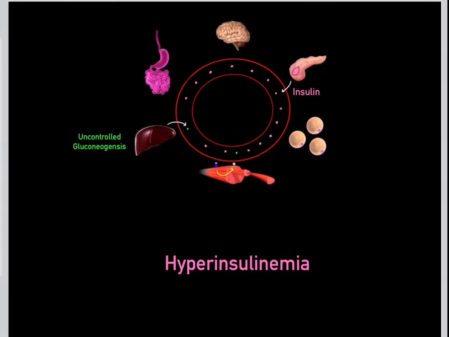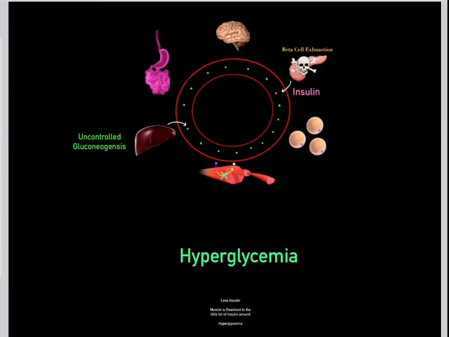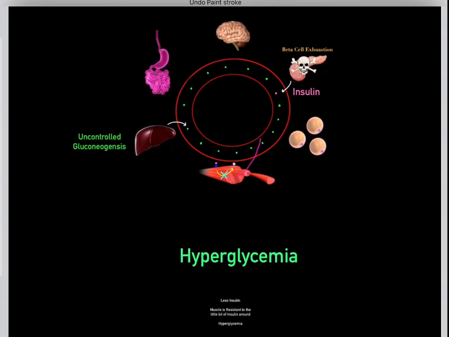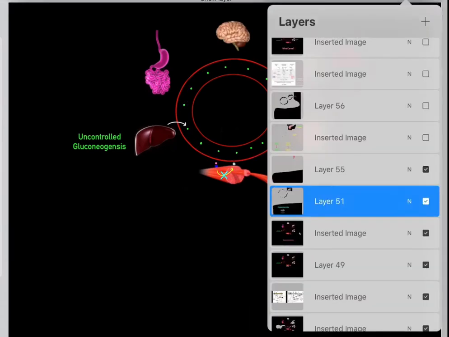However, if these beta cells in the pancreas are constantly releasing insulin, that's going to eventually lead to beta cell exhaustion and death of these beta cells. So then we're going to see a significant drop in the insulin levels. So if we have low levels of insulin and the skeletal muscle is resistant to the little bit of insulin we do have around, that's going to lead to hyperglycemia. And our blood glucose levels are going to go out of control.